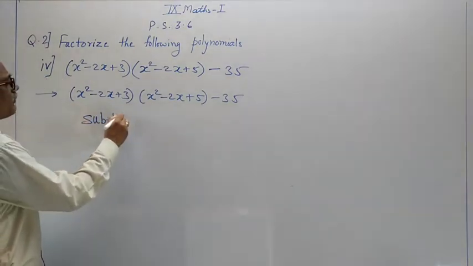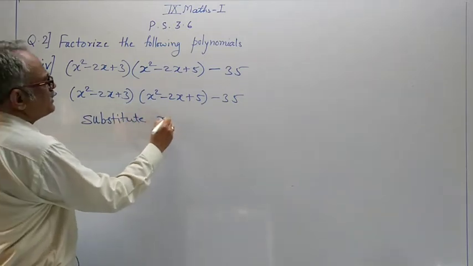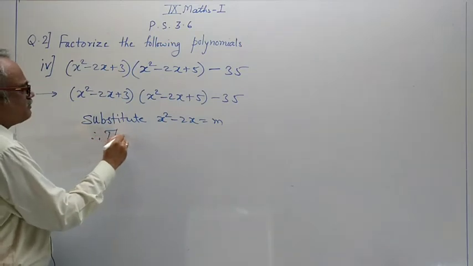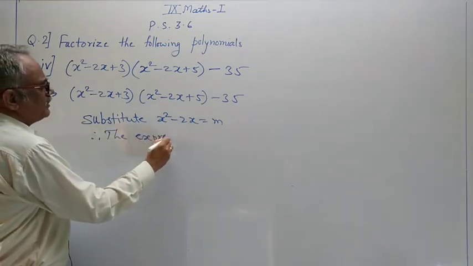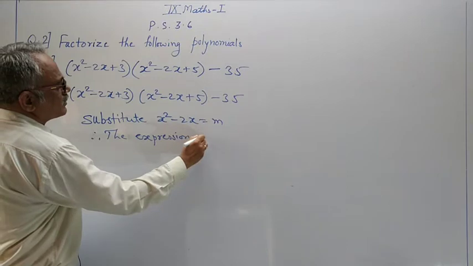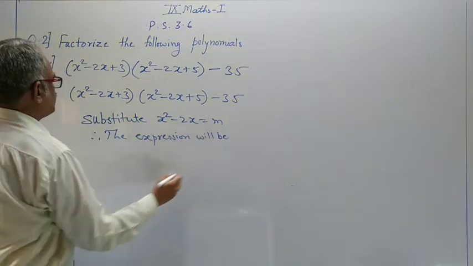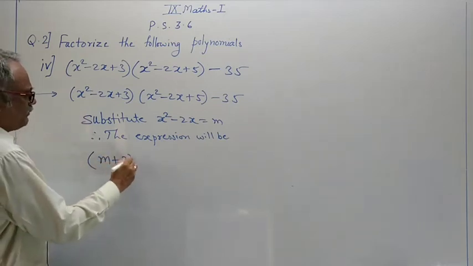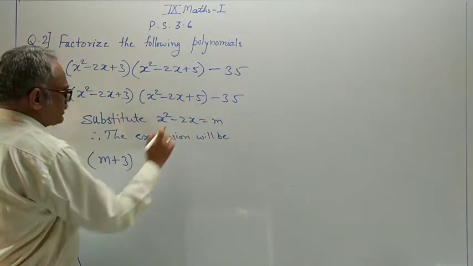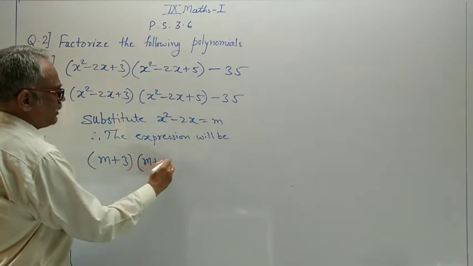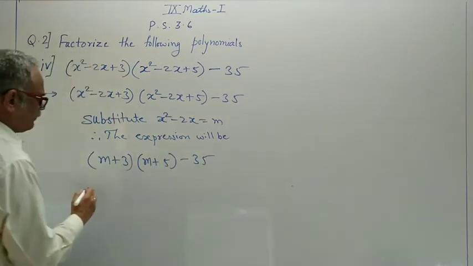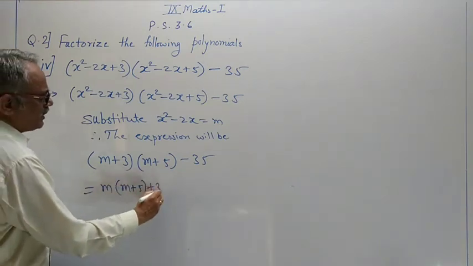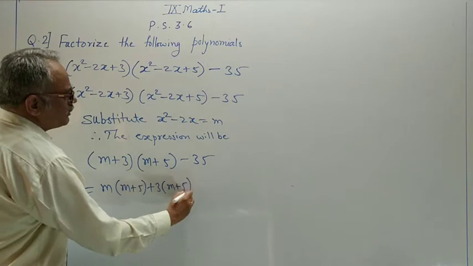Substitute x² − 2x equal to m. Therefore the expression will be (m + 3)(m + 5) − 35. That is m into (m + 5) plus 3 into (m + 5), minus 35.